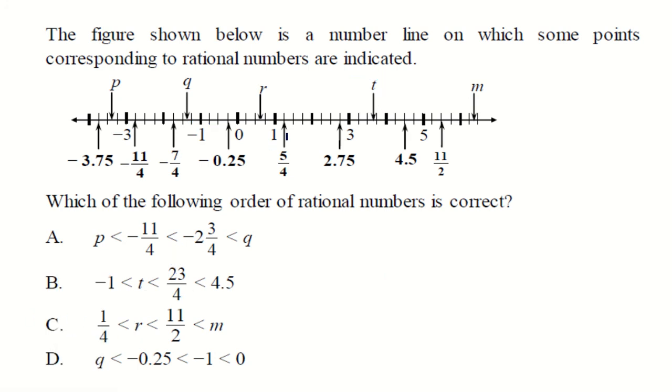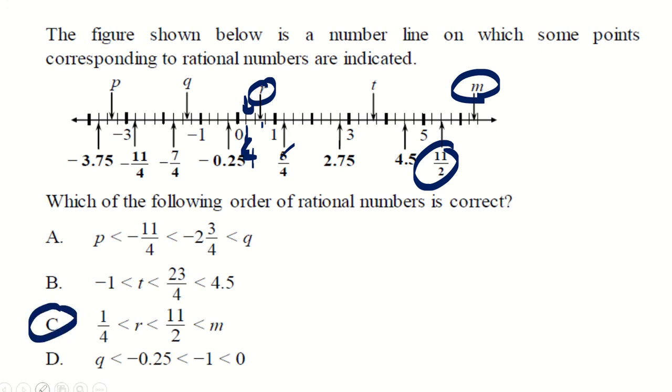Where is 1 over 4? 1 over 4 means after 0 comes. 1 over 4 is here. It's less than r. The r point is after here. Okay, true. 1 over 4 here, r here. Agree? And r is less than 11 over 2. Where is 11 over 2? Let's try to find, 11 over 2 is here. Okay, it's less than m. True. So the answer will be C.